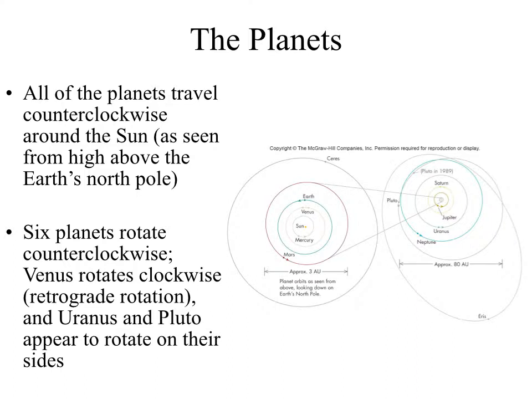All of the planets travel counterclockwise around the sun, and that can be seen from high above the Earth's North Pole. Six planets rotate counterclockwise. Venus rotates clockwise, and Uranus and Pluto appear to rotate on their side. It is believed that this might be due to, at least for Uranus, some asteroid collision that knocked it over on its side.